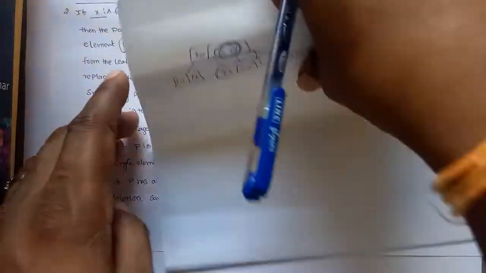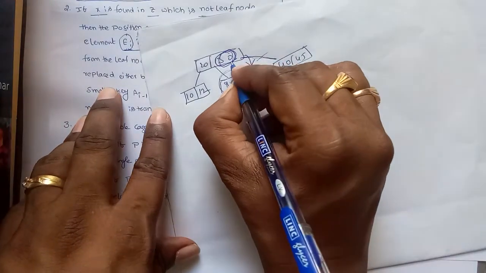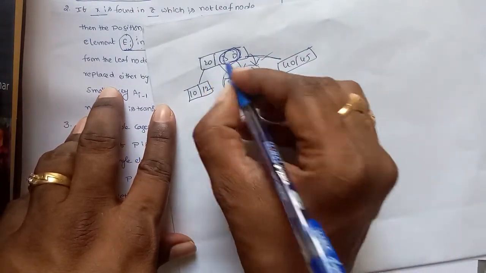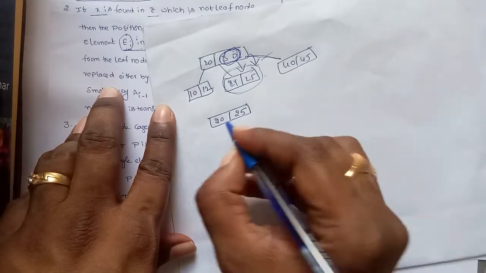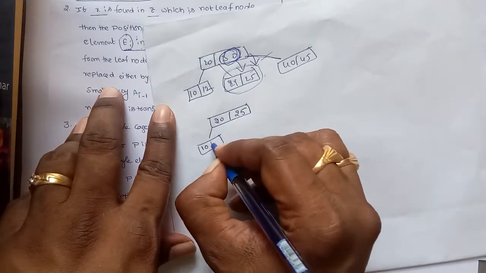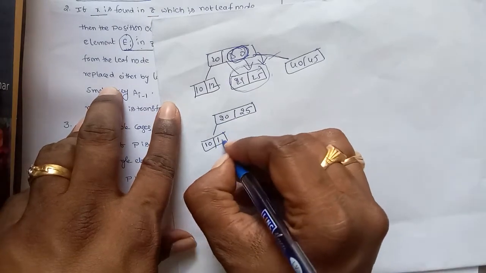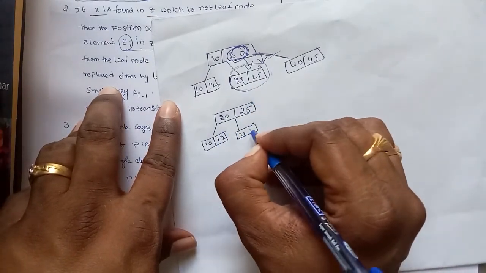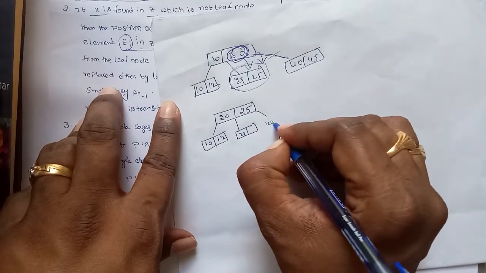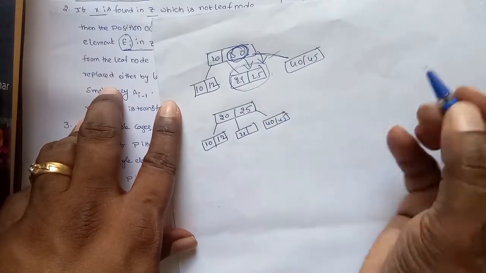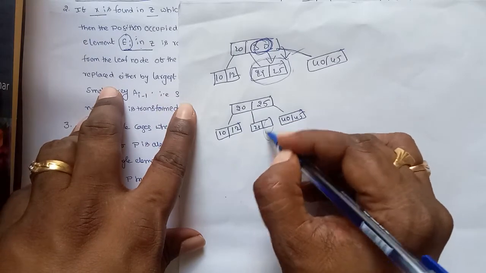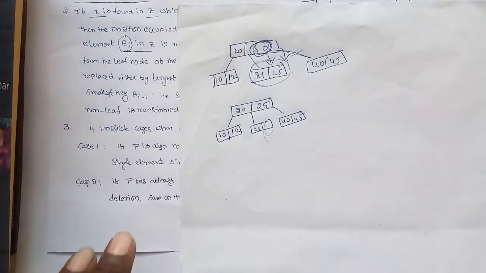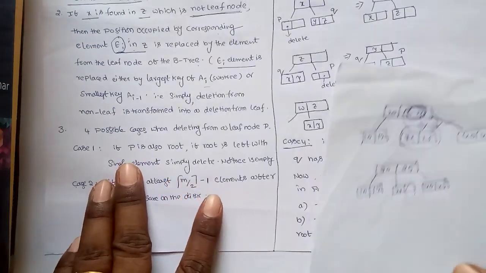In this example, if you want to delete 30, what do you do? Replace it with an element from the leaf level, such as 25 or 40. I am replacing this element, and now 30 is deleted. That is the concept.